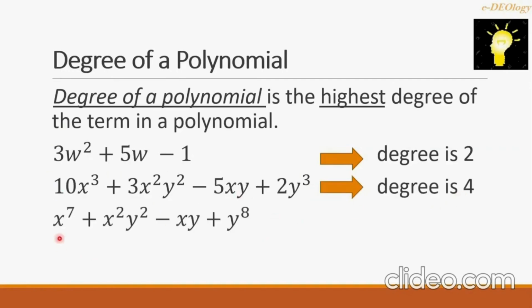Third example, x raised to 7 plus x squared y squared minus xy plus y raised to 8. Let us identify the degree of each term. In the first term, degree is 7. Second term, the degree is 4. Third term, the degree is 2. The fourth term, degree is 8.